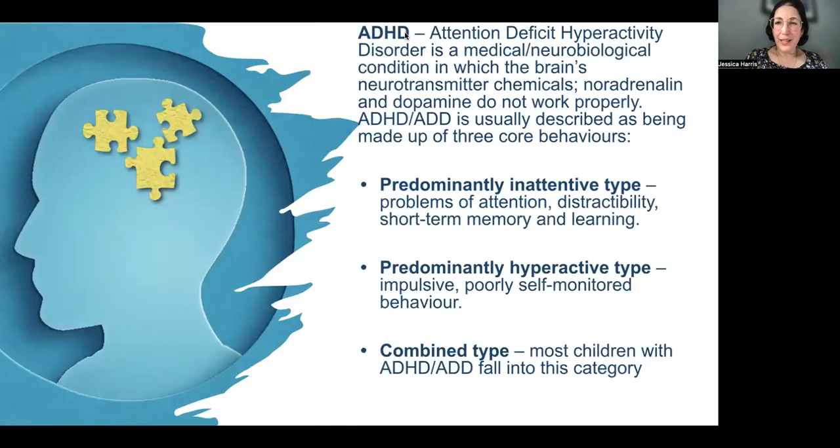ADHD, or attention deficit hyperactivity disorder, is a medical or neurobiological condition in which the brain's neurotransmitter chemicals, noradrenaline and dopamine, do not work properly. ADHD and ADD is usually described as being made up of 3 core behaviors. The predominantly inattentive type: problems of attention, distractibility, short-term memory, and learning. The predominantly hyperactive type: impulsive, poorly self-monitored behavior. And the combined type, where most children with ADHD or ADD fall.